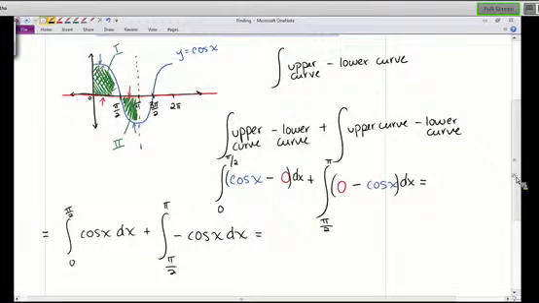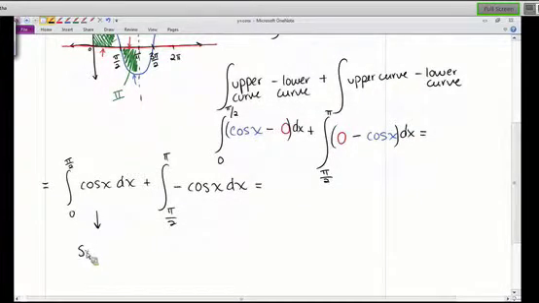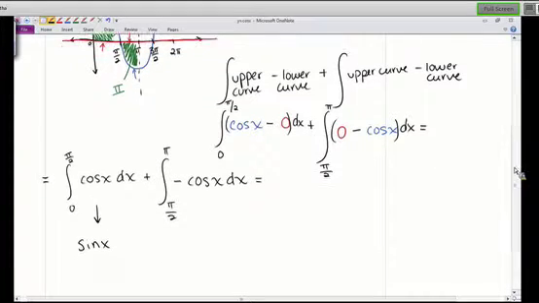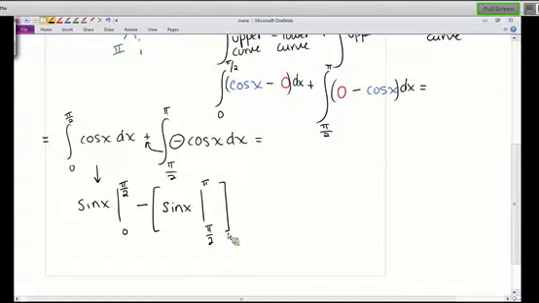Now let's evaluate our integrals. So the integral of cosine x is going to be sine x, and we're evaluating that from 0 to pi over 2. Now in the second integral, notice how we have the negative sign within our integral. So what I'm going to do is bring the negative out. So when I take the negative out, the positive and the negative will become a minus. I'm going to put this inside of a bracket. Now the integral again of cosine x is going to be sine x. And we're evaluating this from pi over 2 to pi. Any questions so far?